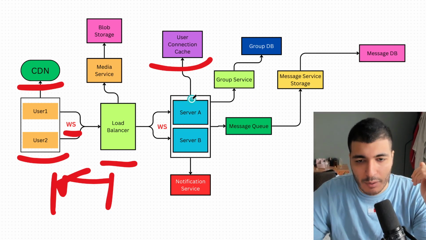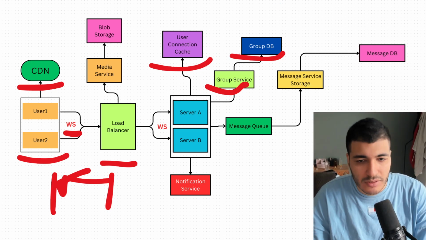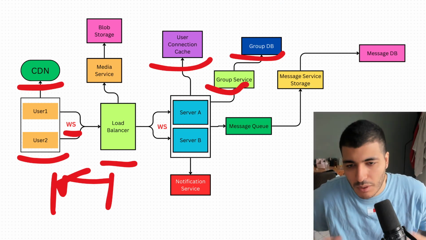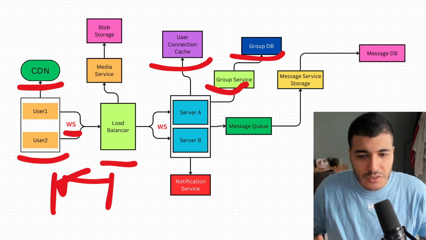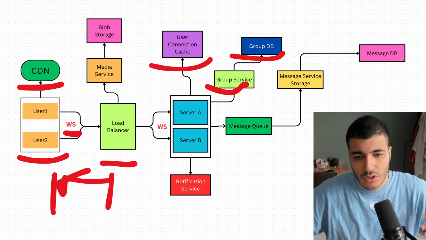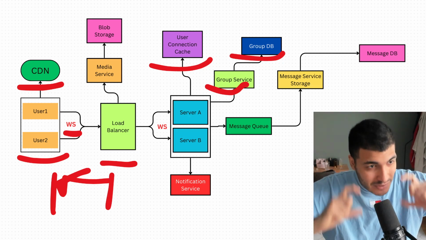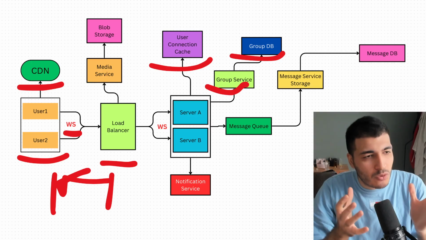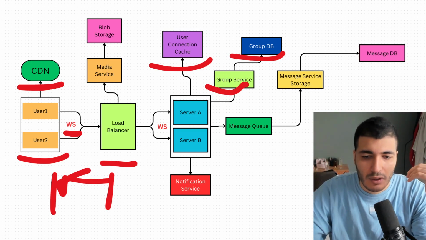We have a group service here. The group service and the group DB manage group chat information, for example group ID, group members, group metadata. Whenever a message is sent to a group, this service will figure out which users should receive it. I will create another video that talks in detail about how group messaging works, but today we're only talking about high level.